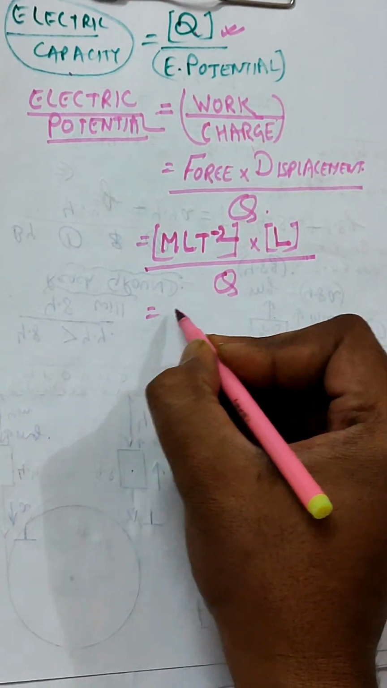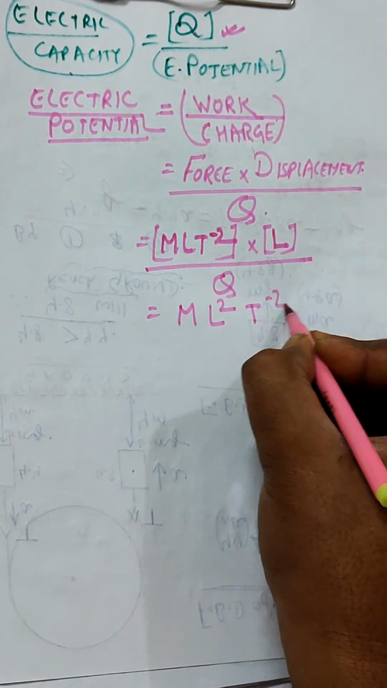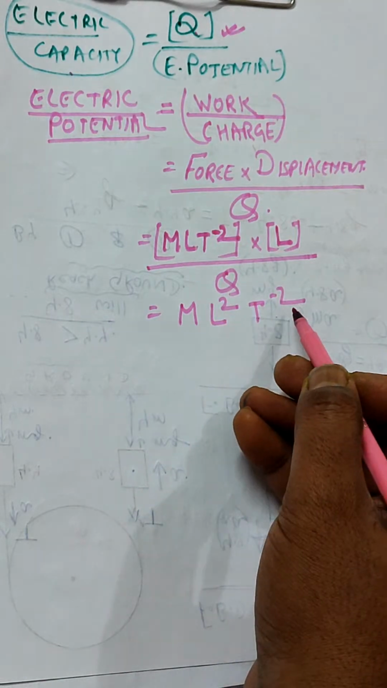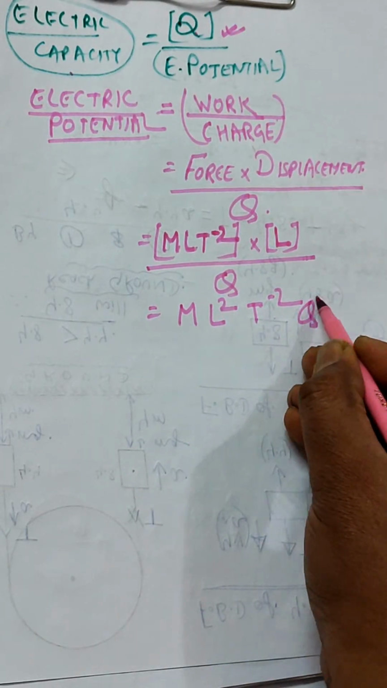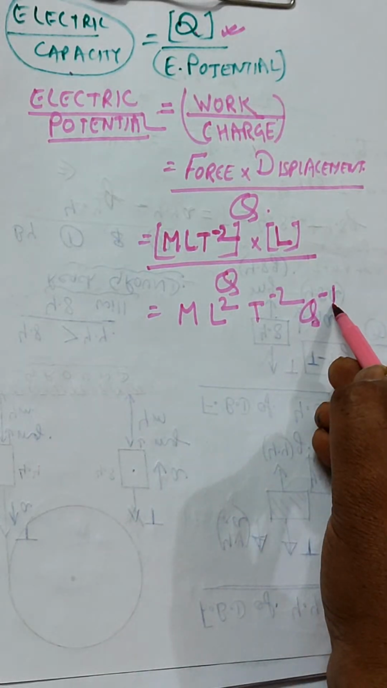So this will give you ML²T⁻² and Q⁻¹, because nothing is left in the denominator. That's why Q comes into the numerator.